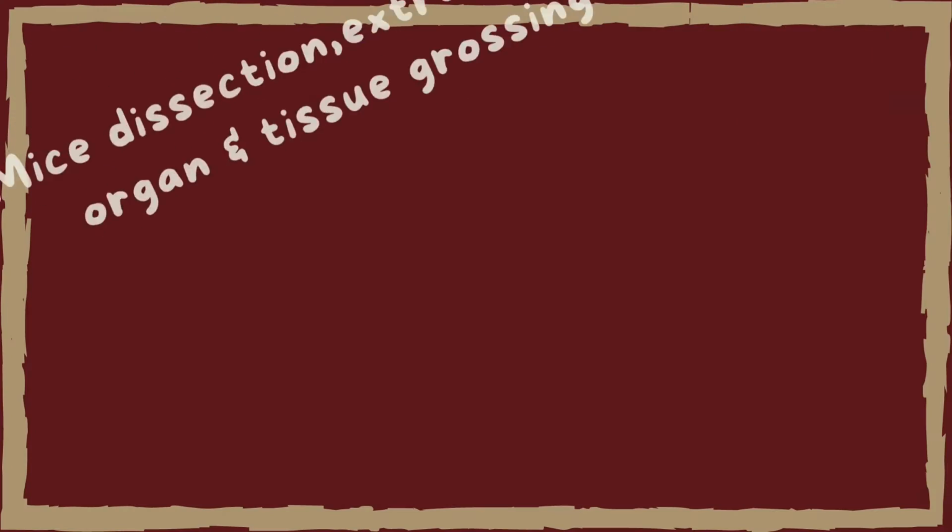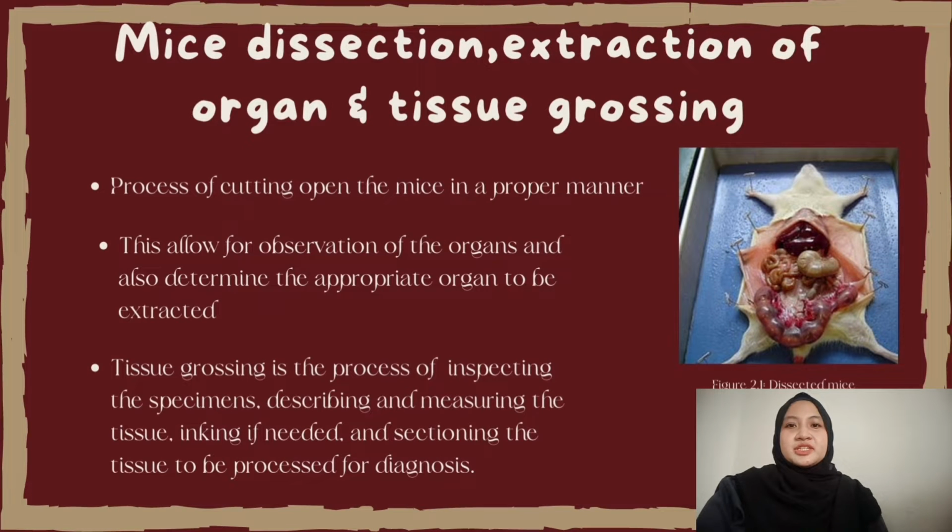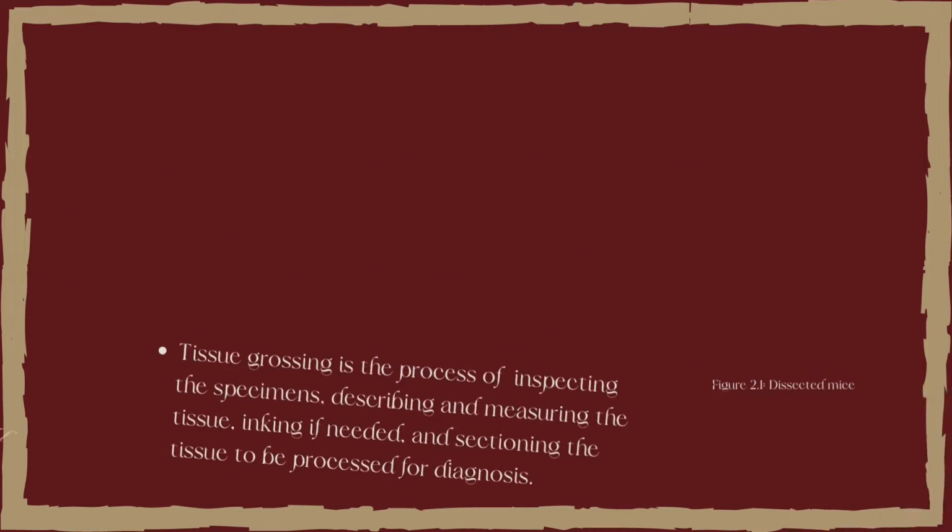Mice dissection and extraction of organ is the process of cutting the mice open and taking out the specific organ, while tissue grossing is the process of observing the tissue and taking notes on its condition and appearance.